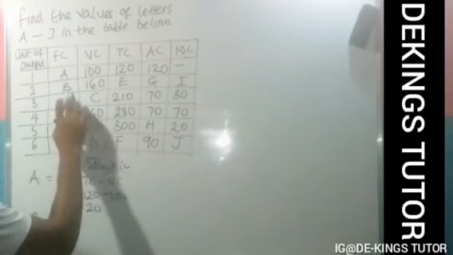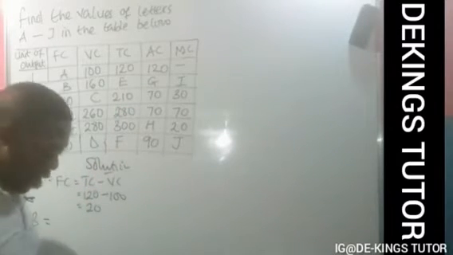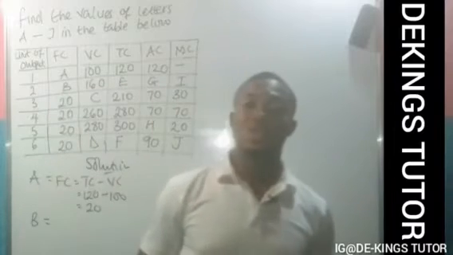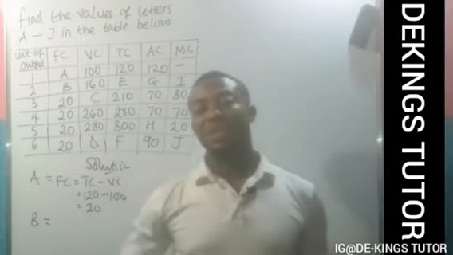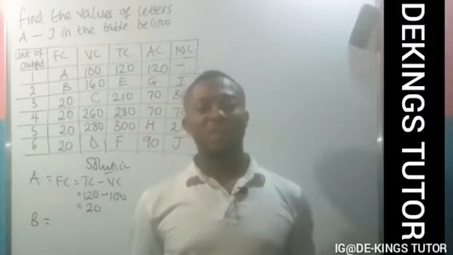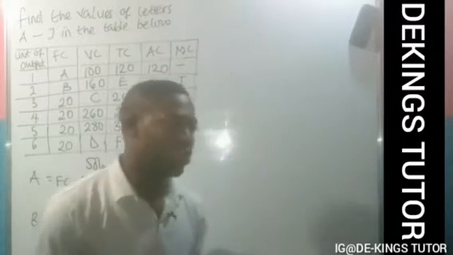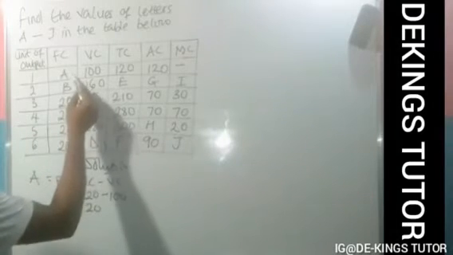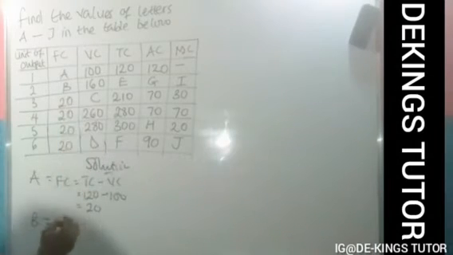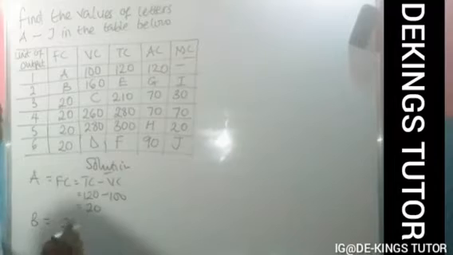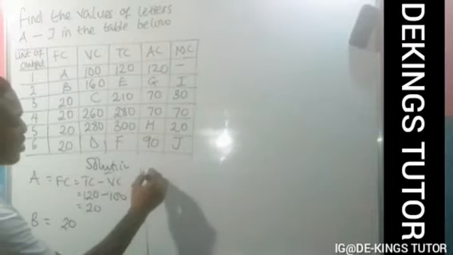For B here, total cost is also unknown. So what do we do at this point? While we were defining fixed costs, there was a statement I made. I said it is those costs that do not change with the level of output. They remain the same irrespective of the level of output. So in the cost schedule, the fixed cost is always the same. We saw for A it is 20. Watch here, here. They are the same. So B would not be an exception. The fixed cost is always the same, so our B is 20.